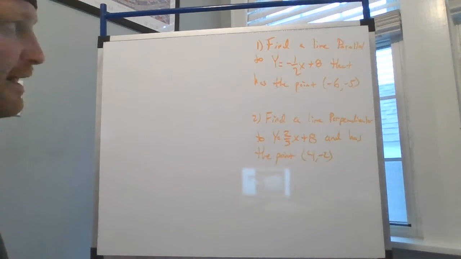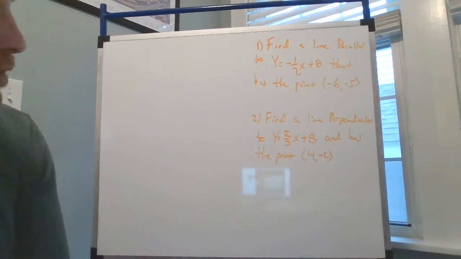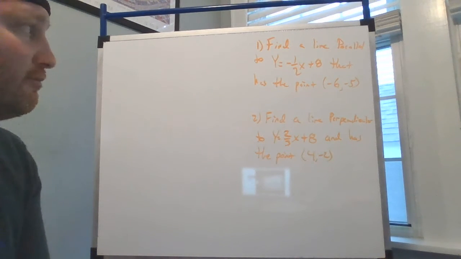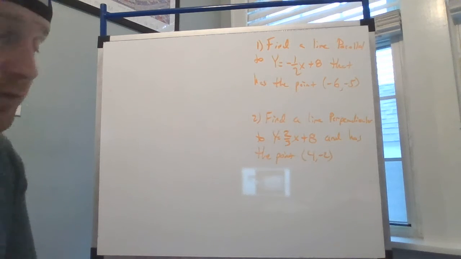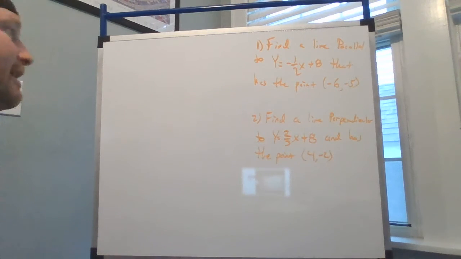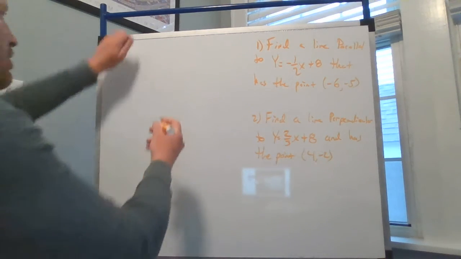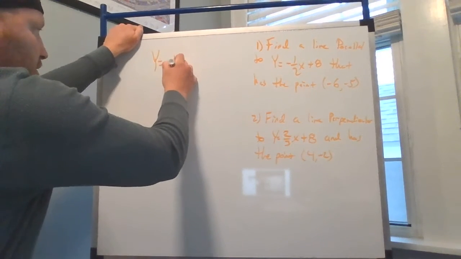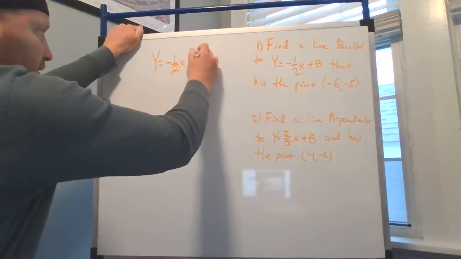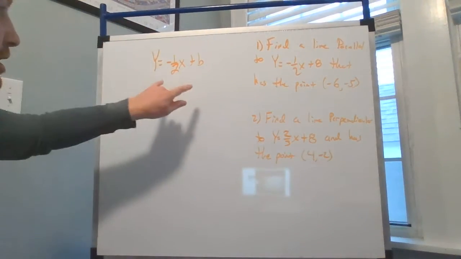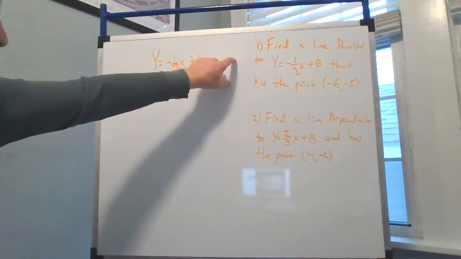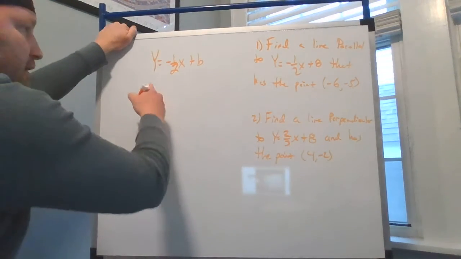First question says, find a line parallel to y equals -½x plus 8 that has the point (-6, -5). All right. Well, we know the rule of parallel lines: they have to have the exact same slope, but a different y-intercept. So, from the very basics, we are going to replace x and y with their given points and solve for the y-intercept to answer this question correctly. So, let's go and do it.